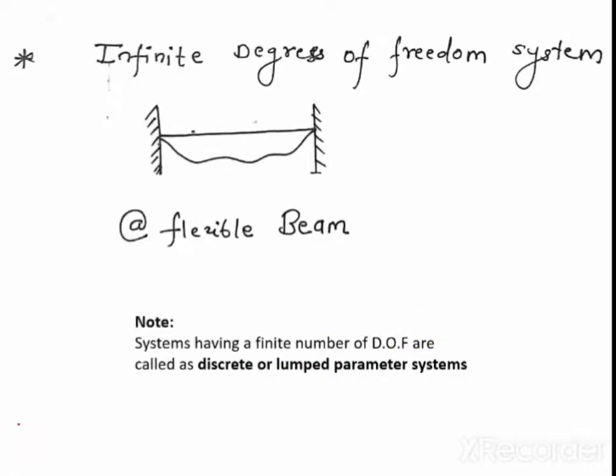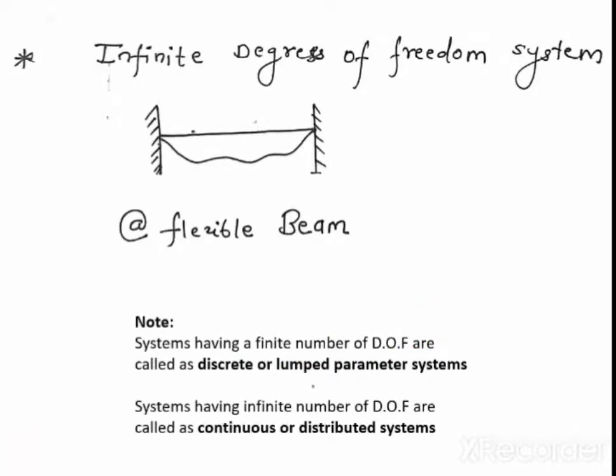It's a name just given to them. The system having infinite number of degrees of freedom are called a continuous or distributed system. Have you got the difference? A system having finite number of degrees of freedom is called a discrete or lumped parameter system, and a system having infinite number of degrees of freedom is called a continuous or distributed system.